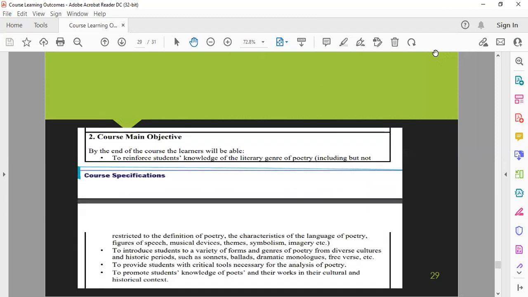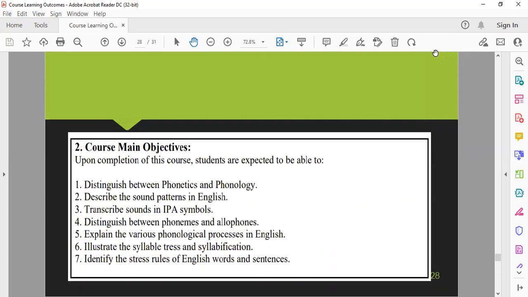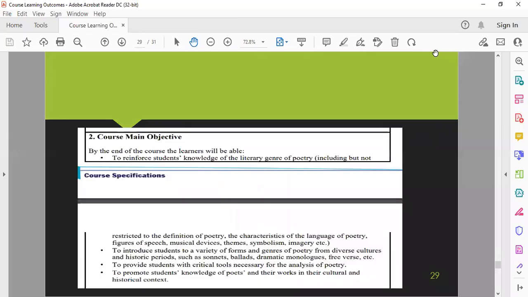Doctor, I'm so sorry. So the problem with the phonology course was with that line only? No, with the phonology course, the whole list, because these are outcomes, Doctor. Yes. Okay. Thank you very much. They are not objectives, but if you look here, we have good objectives: to reinforce students' knowledge. This is fine. They are written from our own perspective, how we see this course: to introduce the students to a variety. This is a good way of writing the objectives.